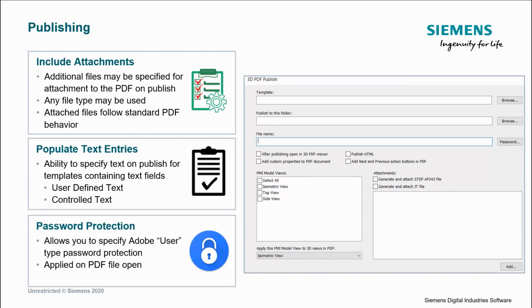Once the templates are ready for use, publishing the content to 3D PDF or HTML is a breeze. Options when publishing include adding attachments and generating neutral JT and/or STEP AP242 files, which have the ability to contain the PMI information and be read into various other CAD software and other applications.